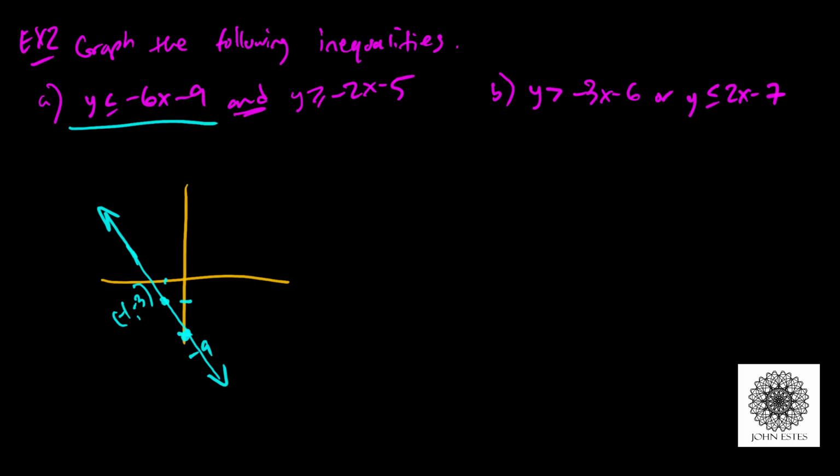And if I want to figure out what side of the plane to graph, I can plug in a test point. If I plug in something in the first quadrant, 1, 1 for example, I get 1 less than or equal to -6 minus 9, and that is not true. Okay, so I need to shade in this part of the plane. Okay, so there's my first one.